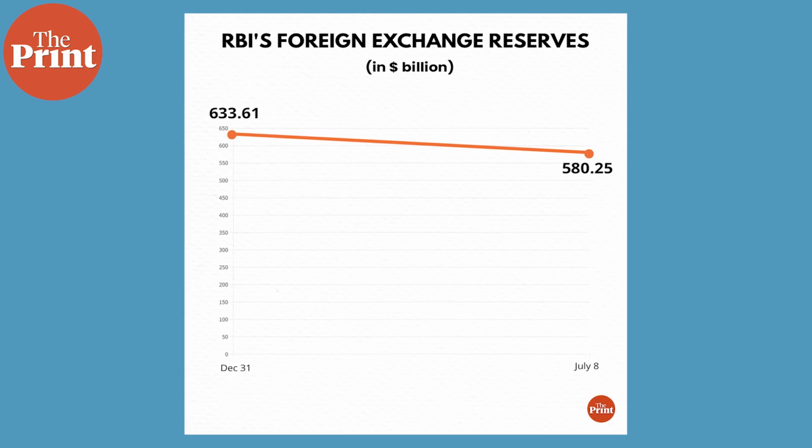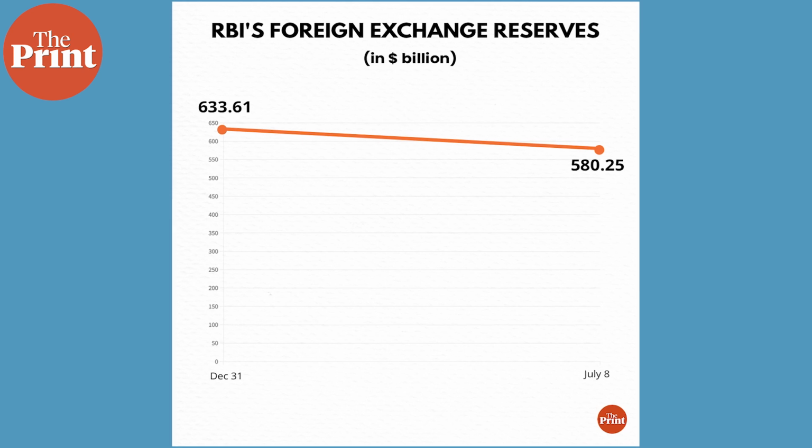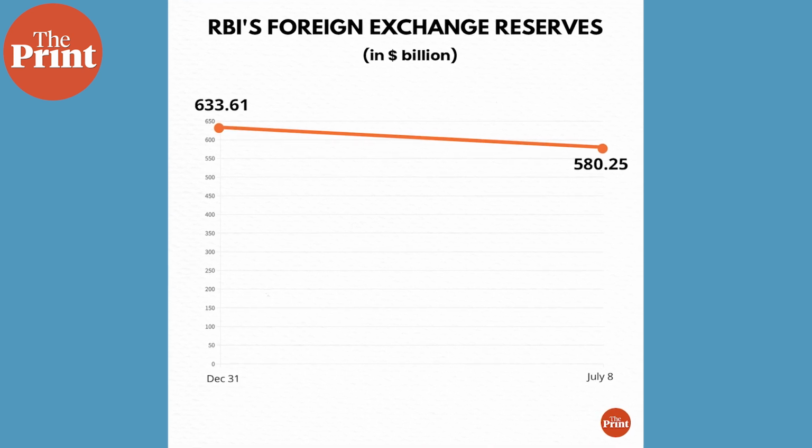In the last 6.5 months, the Reserve Bank of India's foreign exchange reserves have gone down by $53.36 billion, either by intervening in the spot market for currencies or paying for the imports. As of 8th of July, India had forex reserves of around $580 billion.